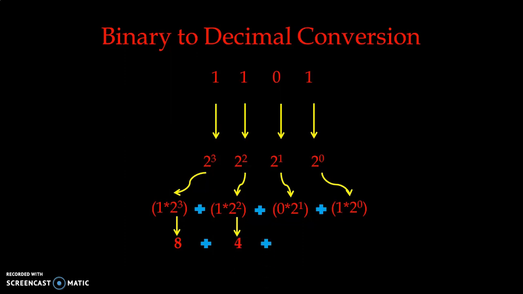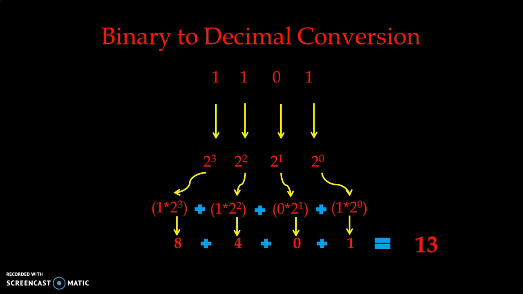4 multiplied by 1 is 4. Then we have 0, so it is going to be 0. We have again 1, so 2 raised to 0, as I said earlier, is always going to be 1. So 1 multiplied by 1 is 1. Now our decimal equivalent value is 8 plus 4 plus 1, which comes to 13. So this is our answer. A very simple process to convert a binary number into a decimal number.